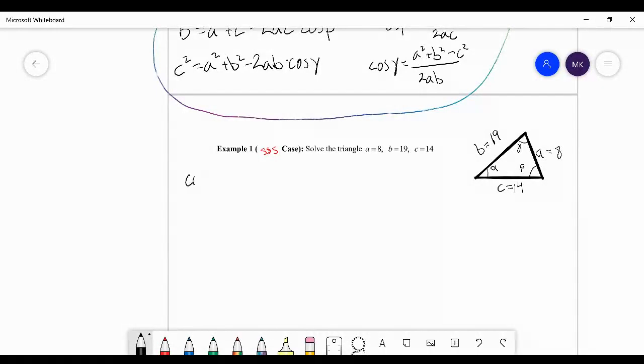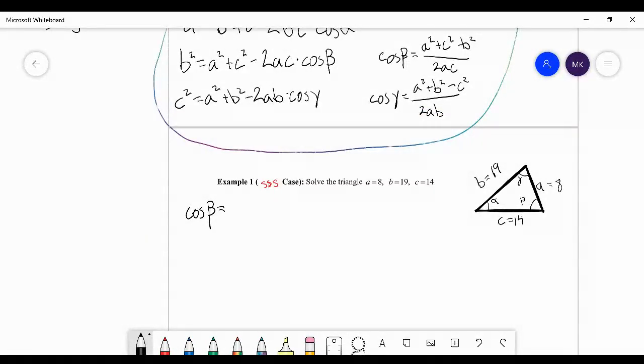Okay? So using those variant forms of the law of cosines, I can say that cosine of beta, scroll up here, right? We can see is a squared plus c squared minus b squared all over 2ac. So cosine of beta is equal to 8 squared plus 14 squared minus 19 squared all over 2 times 8 times 14.